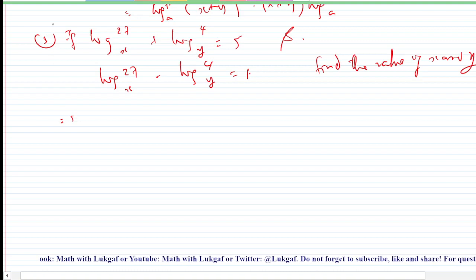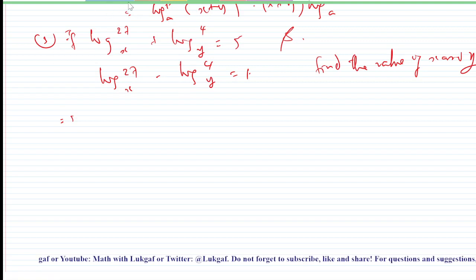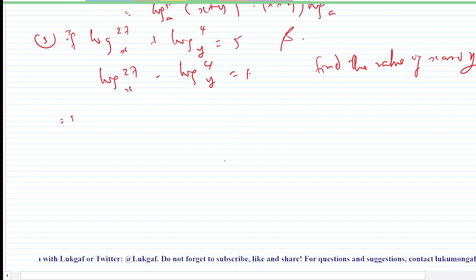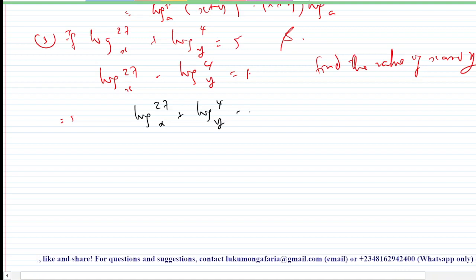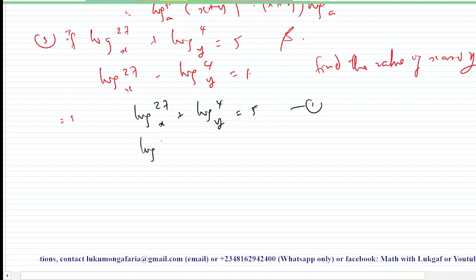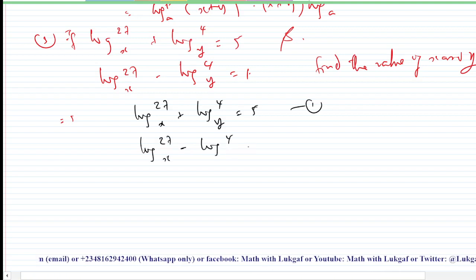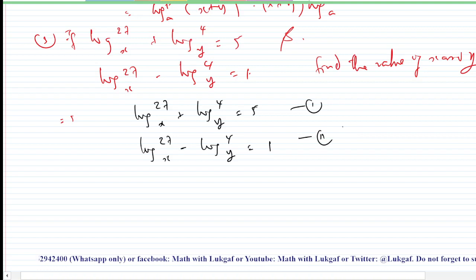So number 1, I have that log 27 base x plus log 4 base y equals 5. You can call this equation 1. Then you have log 27 base x minus log 4 base y equals 1. You can call this equation 2.